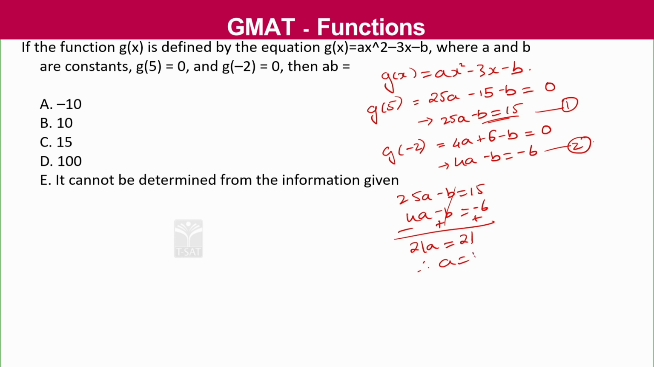Therefore, a will come out to be 1, and b will be, you can say that 4 times a, that is 4, minus b is equal to minus 6, which implies b is equal to 4 plus 6 is equal to 10. Therefore, ab will be equal to 1 into 10, that is 10. Answer is option B. Let's move to the next question now.